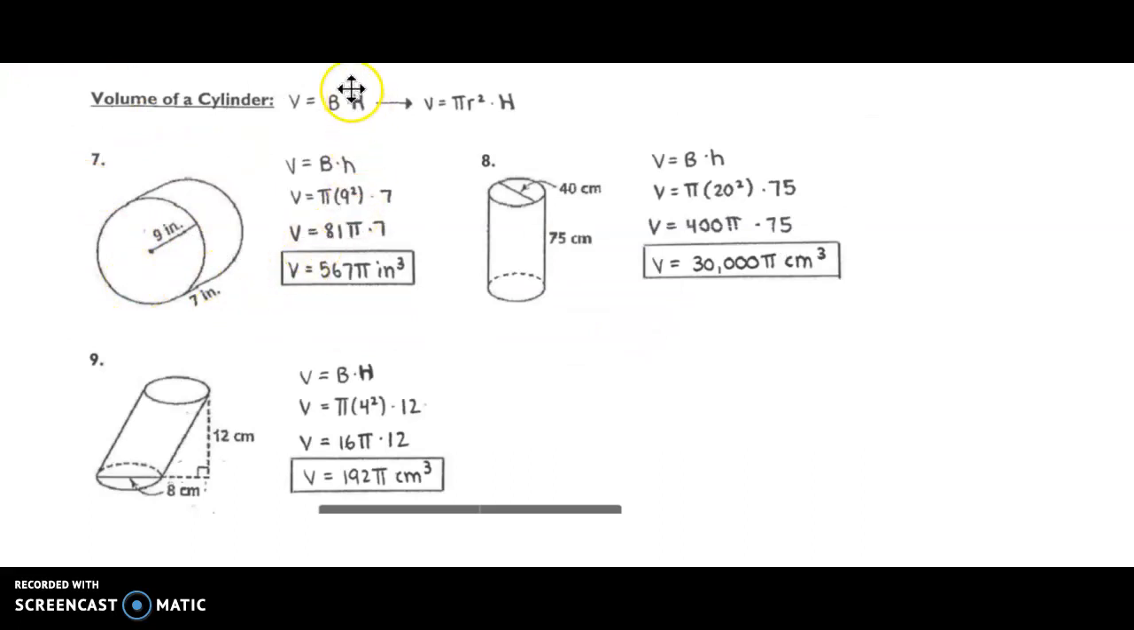Volume of a cylinder, again, same idea. Volume of the base times the height. It's just that we are using a circle as the base. That's why it's pi r squared. And so the volume of a cylinder is pi r squared h. Again, I think 7, 8, 9 is kind of self-explanatory. For number 8, one thing to be careful of: 40 is the diameter, and so the radius is going to be 20. So don't forget to use 20 as the radius here.